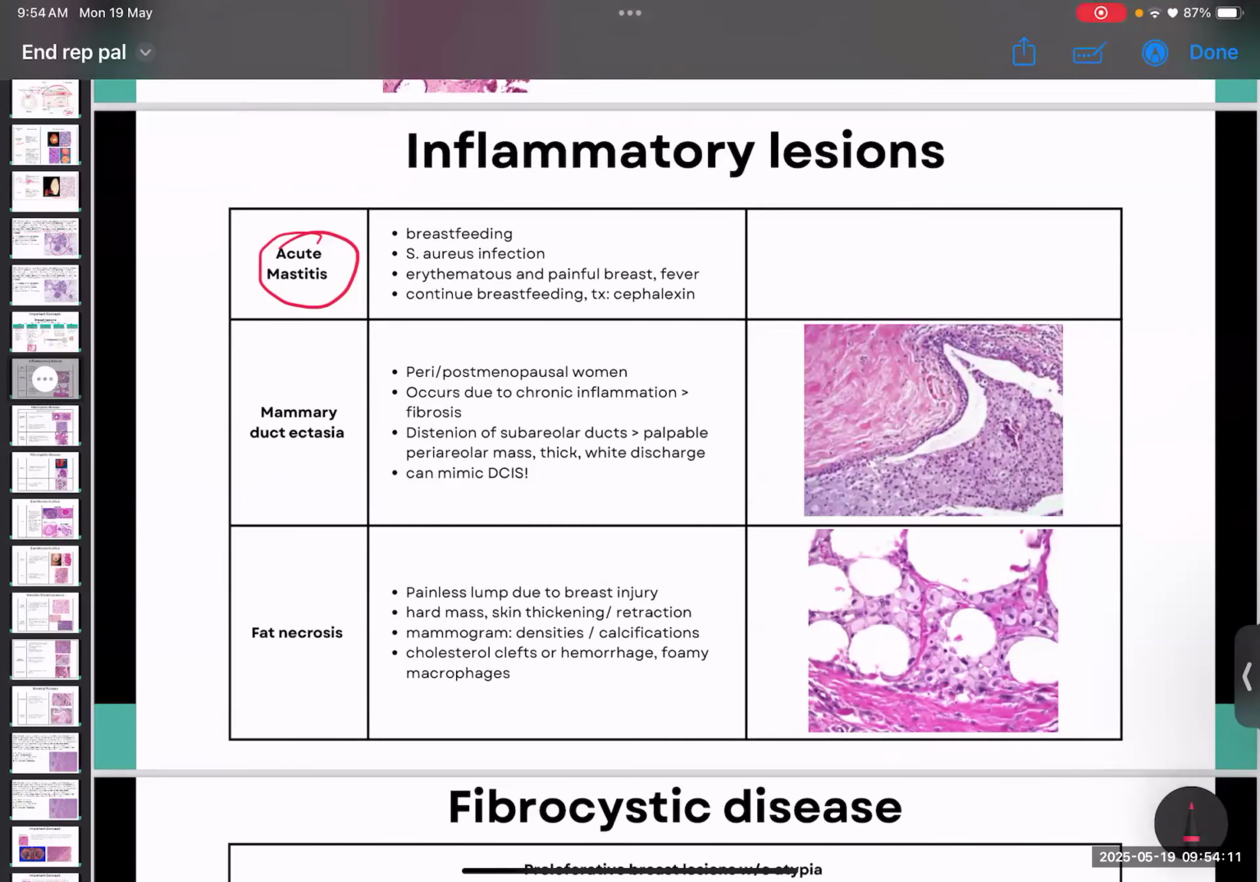Mammary duct ectasia, again, you will have a woman coming in telling you she is having thick white discharge, and she also has a palpable subareolar mass. This is mainly because the ducts underneath the nipples are extended. And that usually happens because of chronic inflammation that can cause fibrosis. And this can mimic DCIS, because DCIS is ductal carcinoma in situ, so it's a carcinoma in situ of the ducts. So this can mimic DCIS because you're going to have a lot of cells within the ducts. So you want to watch out for that. But usually DCIS does not have thick white discharge like mammary duct ectasia.